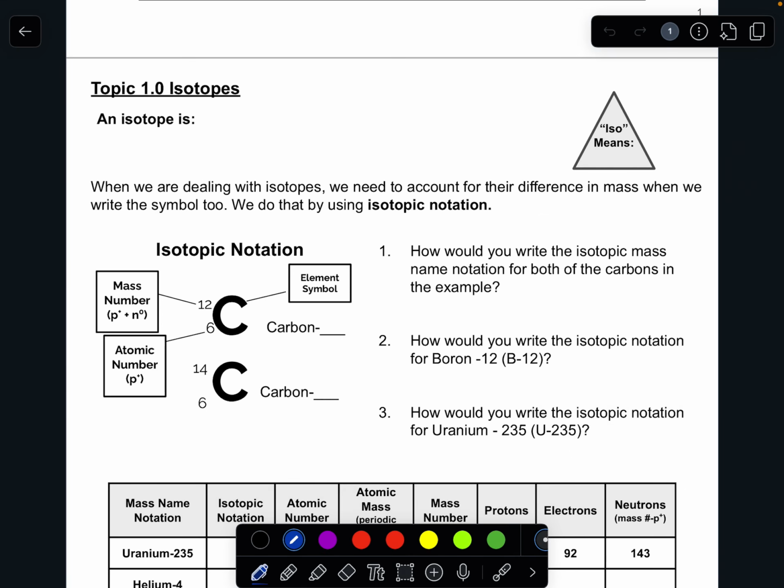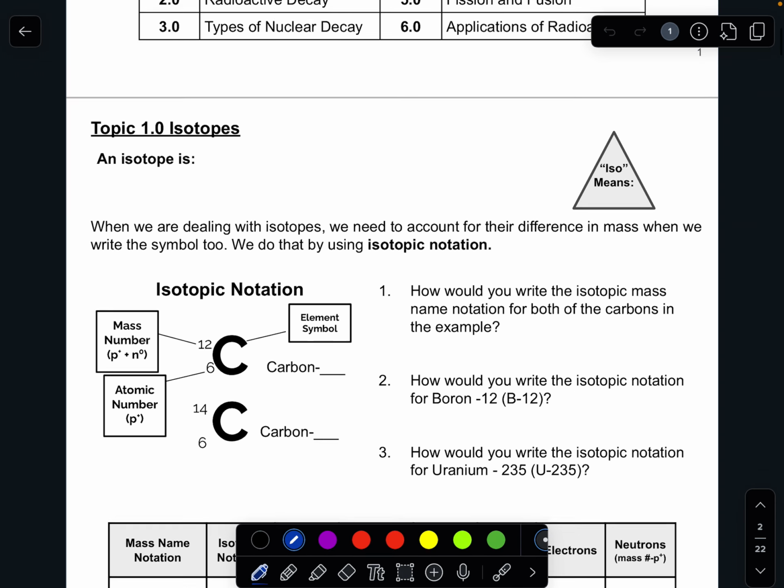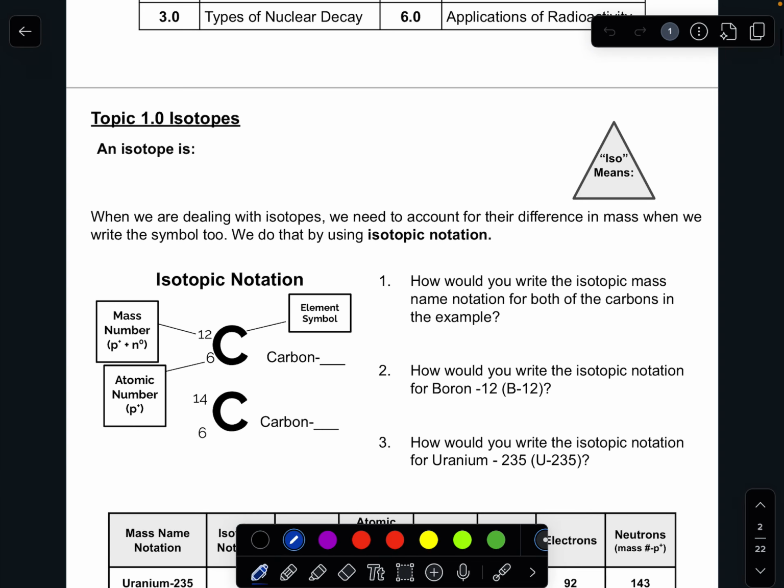Today we are going to learn about nuclear chemistry. But to start nuclear chemistry, you all need to know how to write the isotopic notation. We learned that in quarter 1, so we are going to review that before we start the unit. So first, write the definition for isotopes.